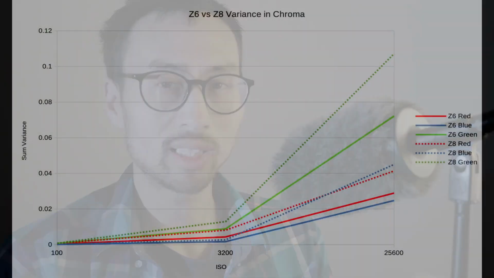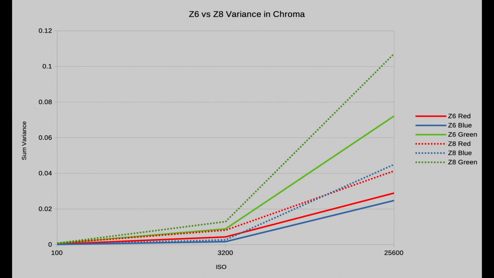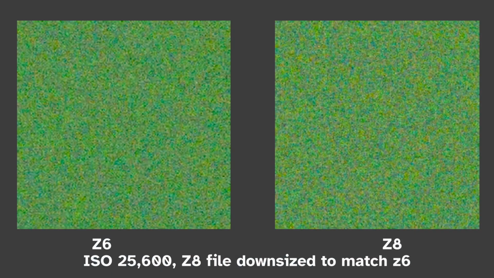But basically, you can see that in this graph, the Nikon Z8 scores significantly worse in chroma variation. And I'll put up, for example, the two green patches. You can see on the left is the Nikon Z6, and on the right is the Nikon Z8. The chrominance is indeed more varied in the Nikon Z8 files than the Nikon Z6.